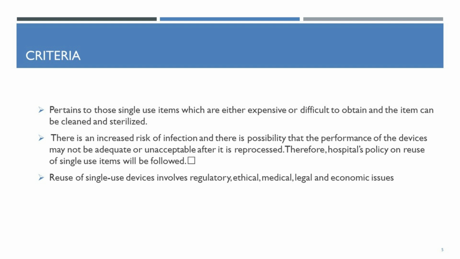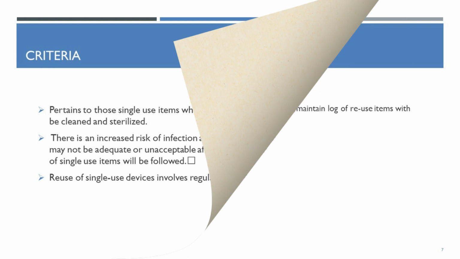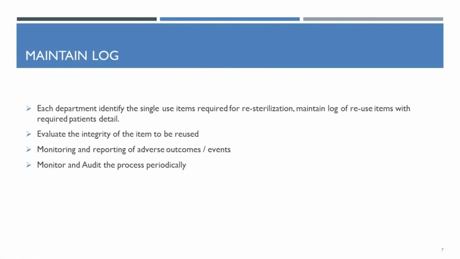So we must maintain a log for all these items. First of all, each department identifies their single-use items required for re-sterilization and maintains a log of reused items with the required patient's details. So we must prepare a list of reusable items which are single-use. Each department that wants to reuse a single-use item must prepare their list and get approval from their administration. Evaluate the integrity of the item to be reused.